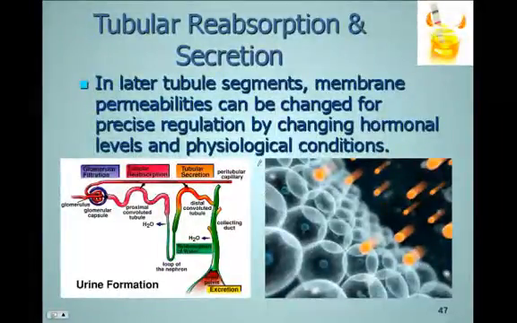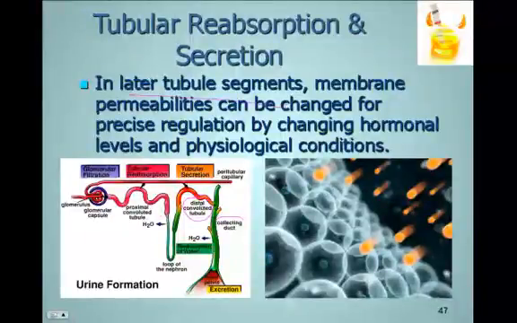Okay, so don't worry, we're coming back to that facultative water reabsorption here in just a minute. But what I want to introduce along with that is what's happening in the later tubule segments. So again, we've talked about the proximal convoluted tubule being our site for the majority of our reabsorption of salts and water. And then we talked about some of that extra water reabsorption that we get in the loop of Henle, as well as some salt reabsorption. Now we're going to be talking about what's happening in the distal convoluted tubule and the collecting duct.